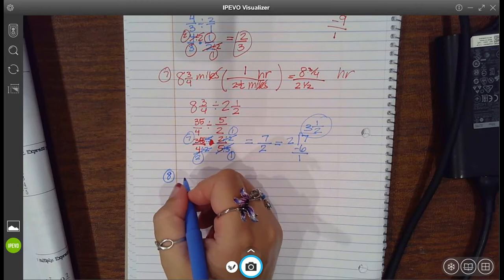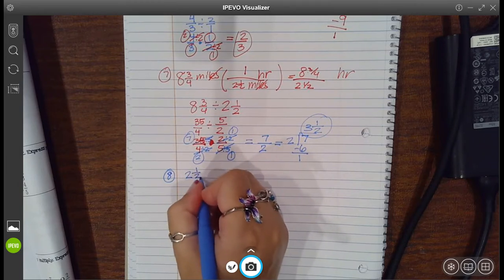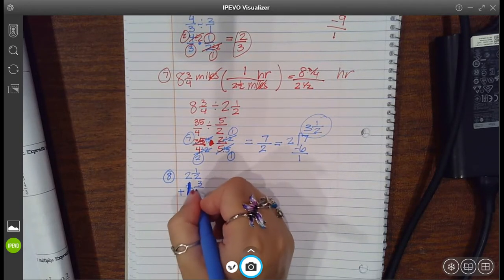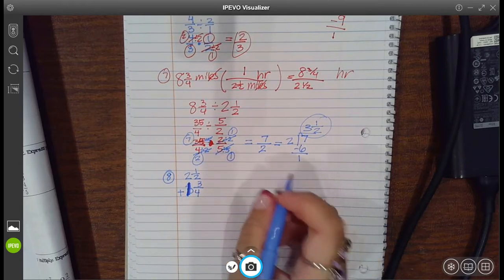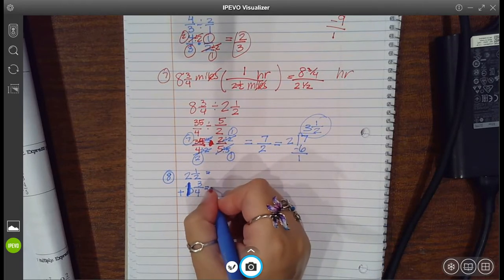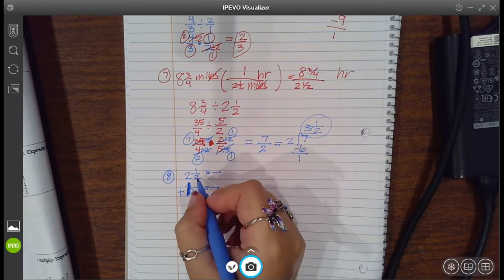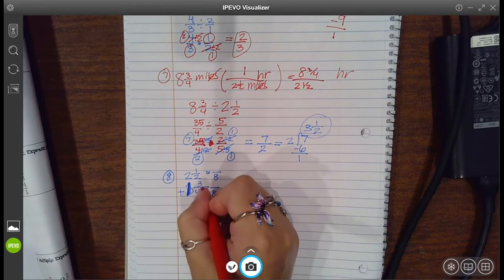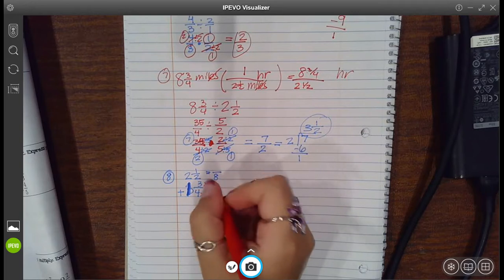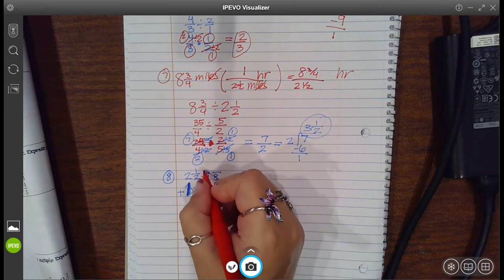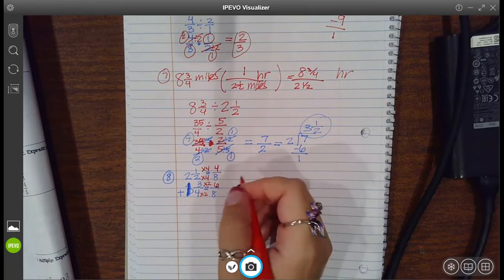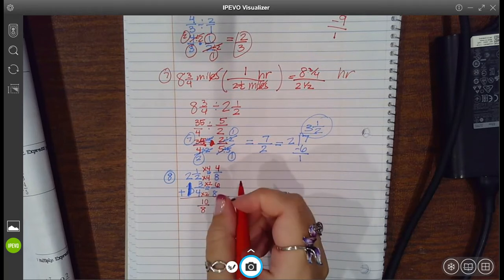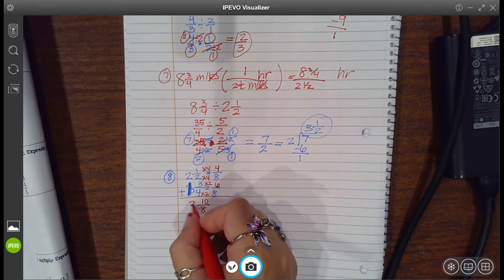Okay, so for number 8, you have 2.5 plus 1 3/4. Okay, so 2.5 plus 1 3/4. So first, when I'm adding, I need to find a common denominator. So 2 and 4 can both become 8. Now 4 times what is 8? 2. So that means 3 times 2 is 6. 2 times what is 8? 4. So 1 times 4 is 4. Now when you add the numerators, 4 and 6 make 10. Over 8 is your common denominator. Your whole numbers, 2 and 1, make 3.